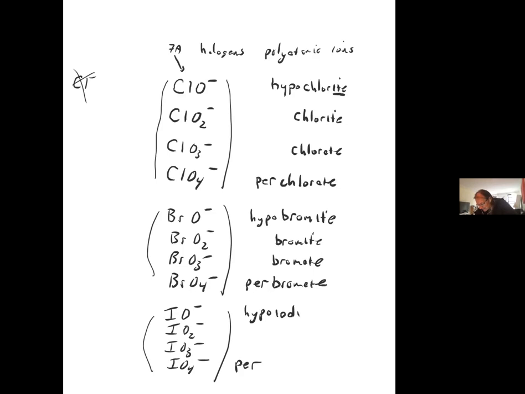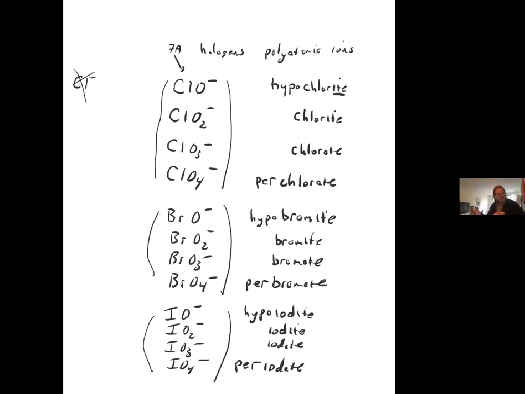Hypoiodite, iodite, iodate, periodate. Right? So first one's hypo, last one's per. First two are ite, last two are ate. The middle ones have no prefix, no hypo or per. And there you go. So those are the three groups that you will sometimes see in some of these problems.